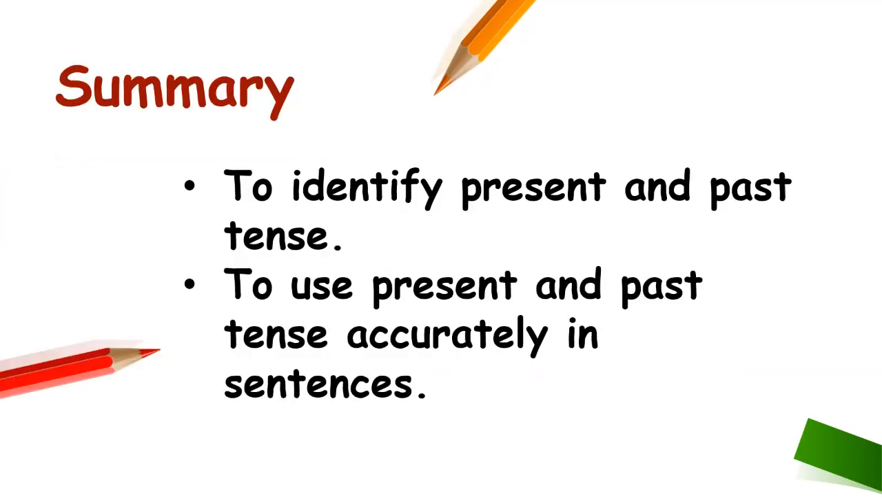Wonderful job, children. Now let us have a quick summary of what we learned today. We learned to identify present and past tense, and to use present and past tense accurately in sentences. Do you remember all this, children? Excellent. And always remember the rules. With the words I, you, we, and they, we use the verb as it is in the present tense. We do not make any change to it. And with the words he, she, and it, and names, right? We use the verb with s.